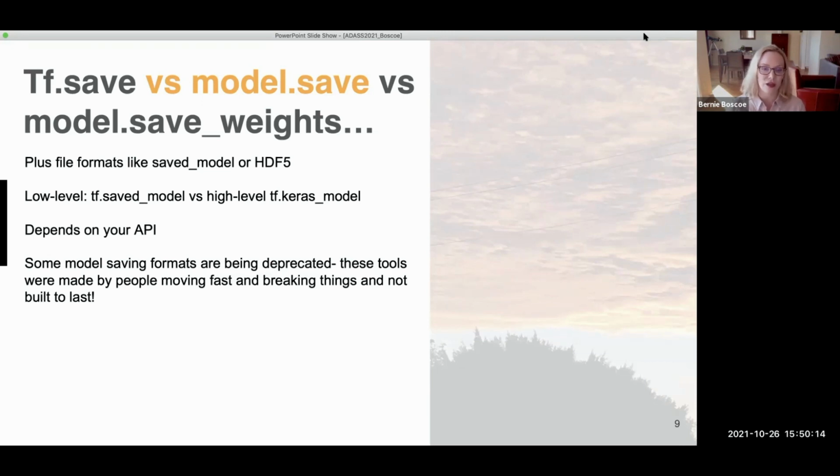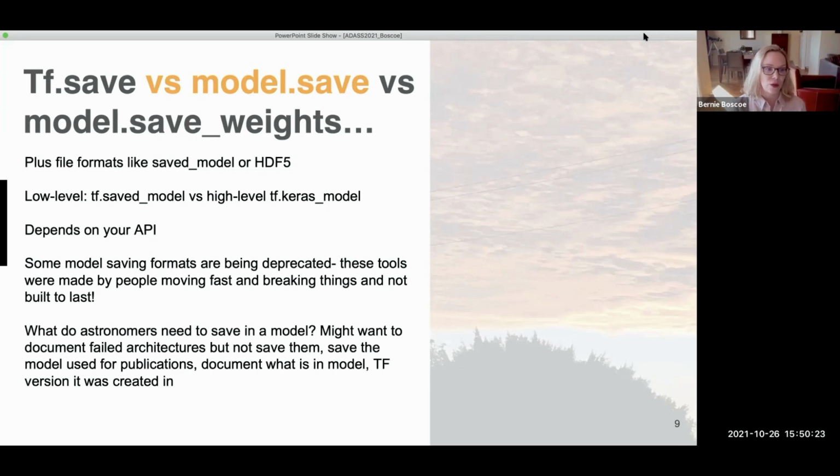We need things over time to be stable and to be replicable and reproducible for our work. And so my question is, what do astronomers need to save in models? And also, what do you not save? So we can't save everything. That is not practical.